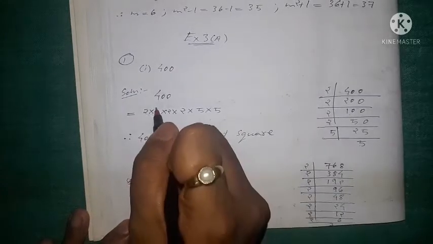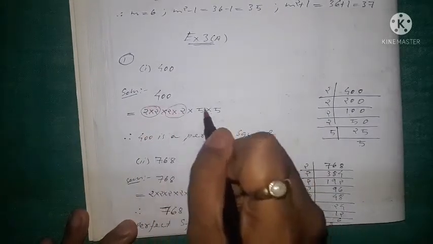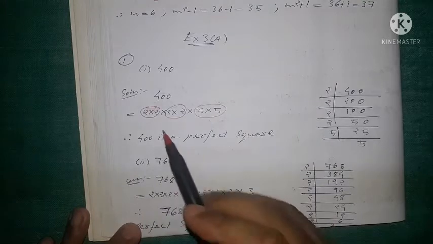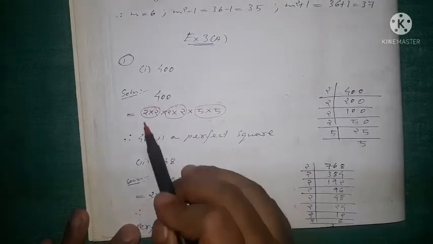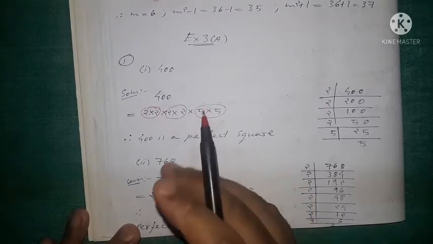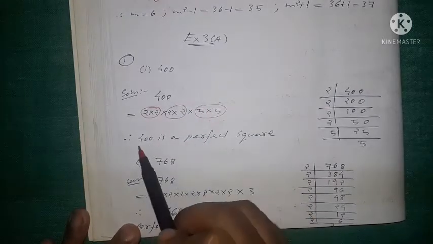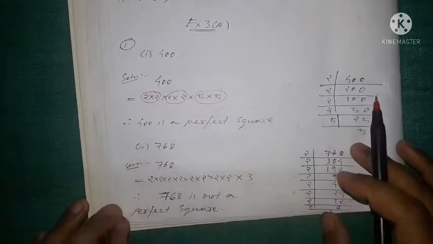So therefore we can see each number is in pair. If each of the numbers is in pair, then it is a perfect square. If the numbers are in pair, then it is a perfect square. So therefore 400 is a perfect square.